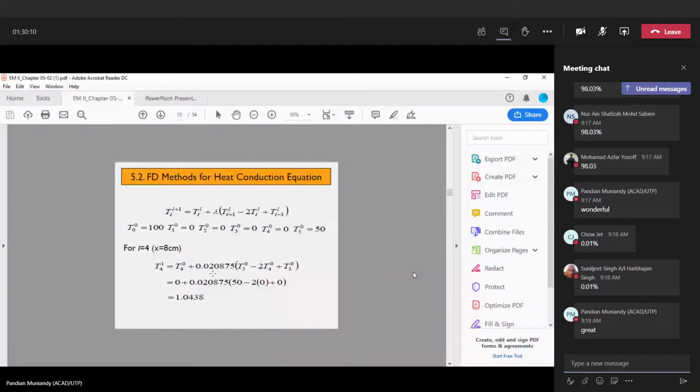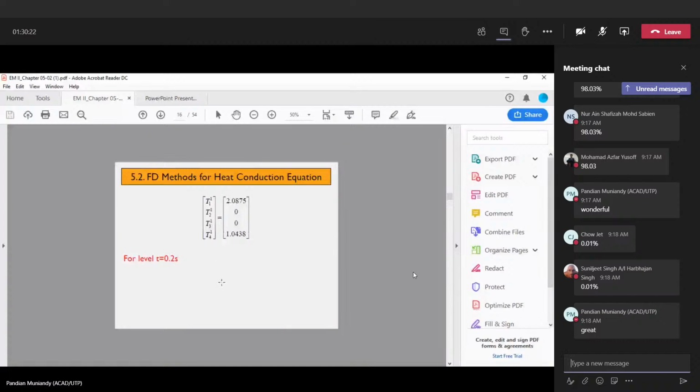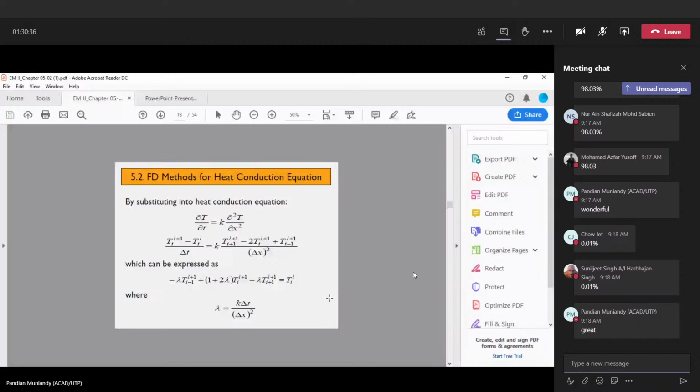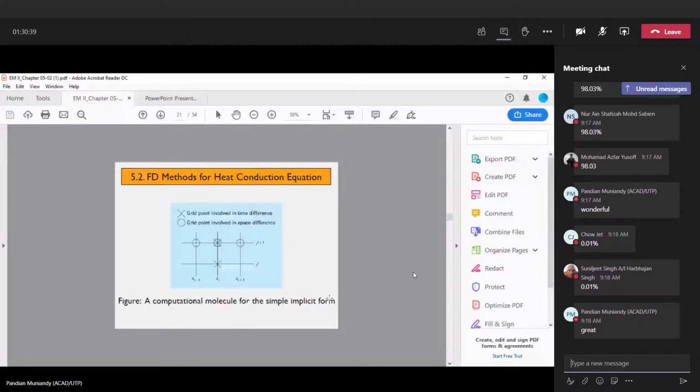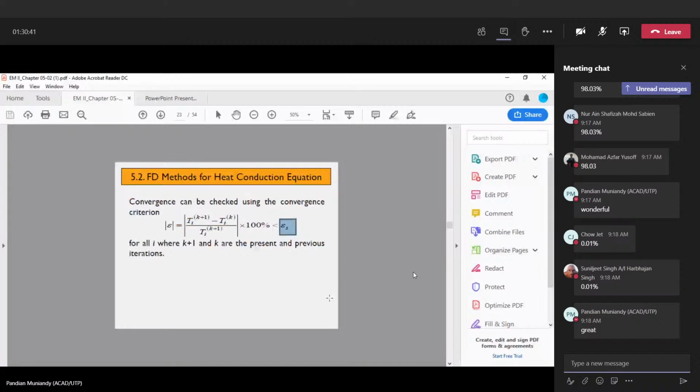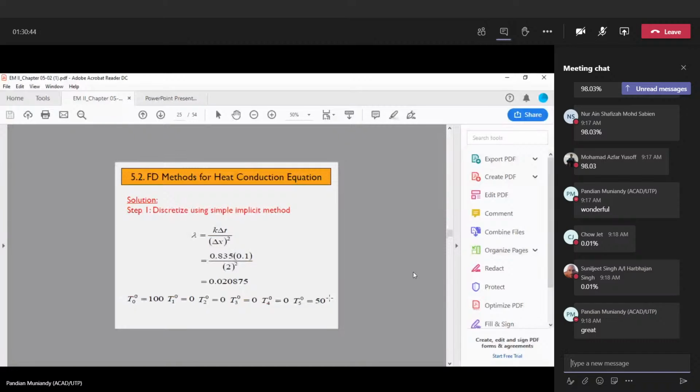But here, this is a very simple system, so they don't want to use Gauss-Seidel. They just use the normal method. They calculated the temperature T at 0.2 and T at 0.1. I already gave you the answer, T at 0.2. For the simple implicit method, we have that equation, already given, the famous equation. You have to use this equation to start with the system.